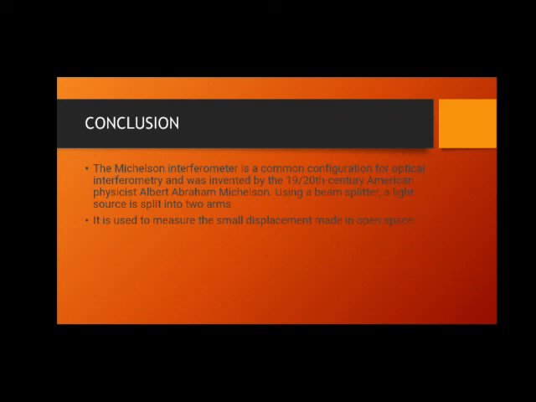Conclusion. The Michelson interferometer is a common configuration for optical interferometry and was invented by the 19th and 20th century American physicist Albert Abraham Michelson. Using a beam splitter, a light source is split into two arms. It is used to measure small displacements made in open space.